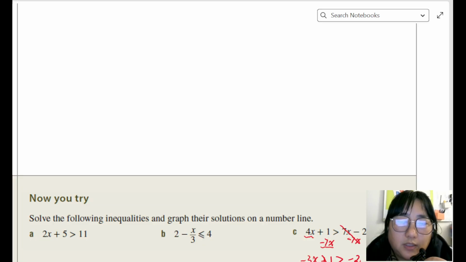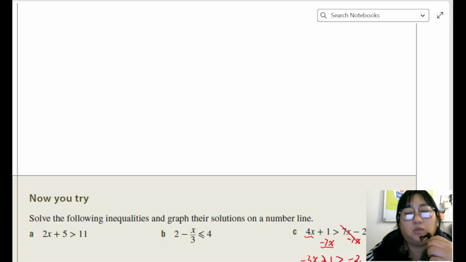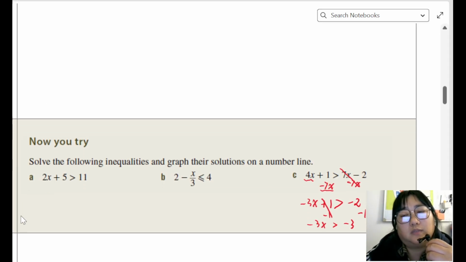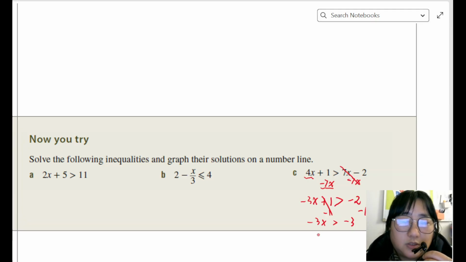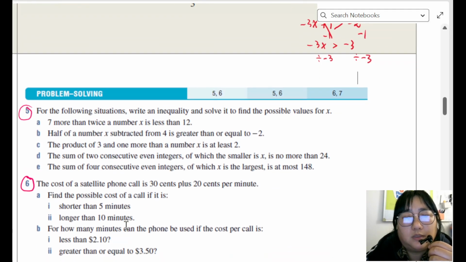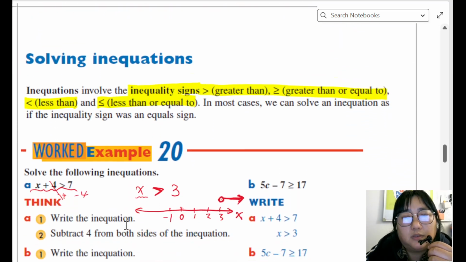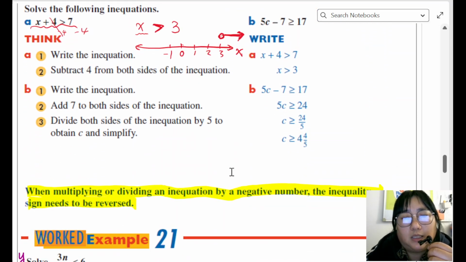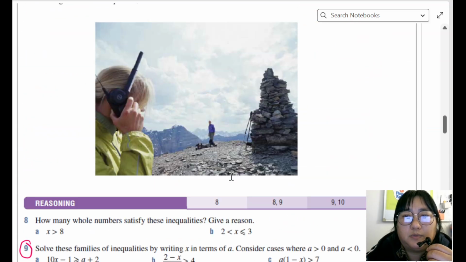So -3x greater than -3. And now, because we want to isolate 1x, that means I don't need the coefficient -3. So I have to divide by -3 on both sides. And remember, if you divide by a negative number, the symbol will be reversed. So that's the one we just highlighted here, okay? Divide or multiply by a negative number and the symbol will be reversed.